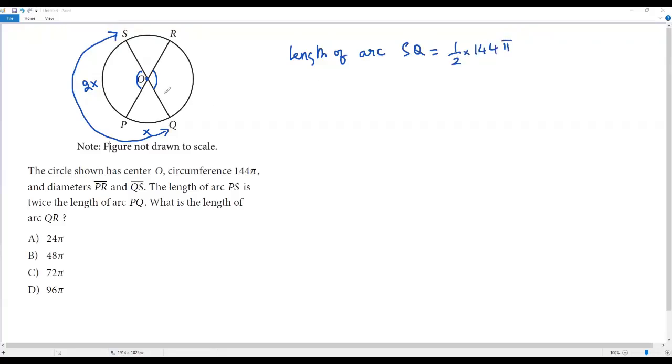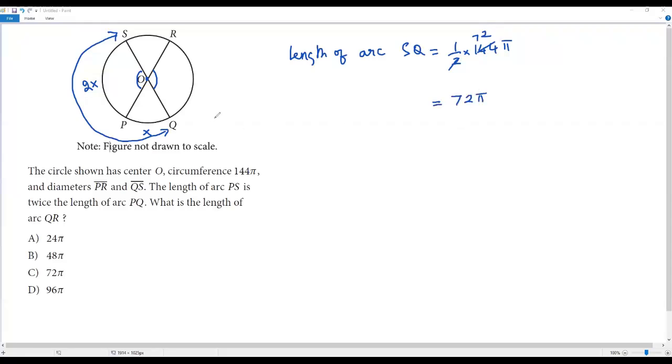Because SQ is the diameter, the arc formed by the diameter is a semicircle, which means its length will be half of the circumference. Circumference is the length of the complete circle, so the length of the semicircle will be half of the circumference. When I simplify this, I'm getting 72 over here. So the length of arc SQ is 72 pi.